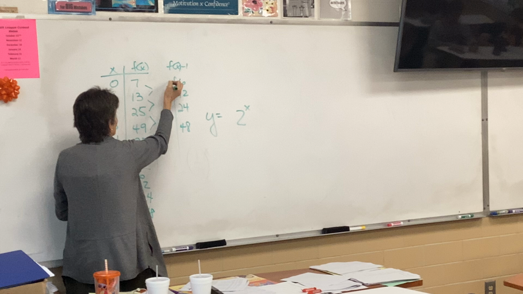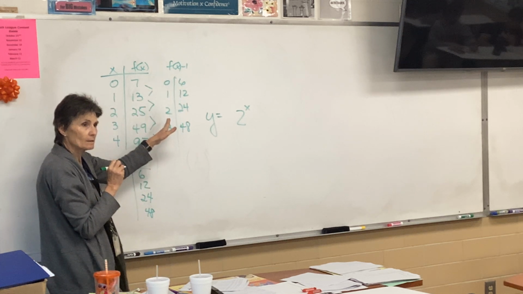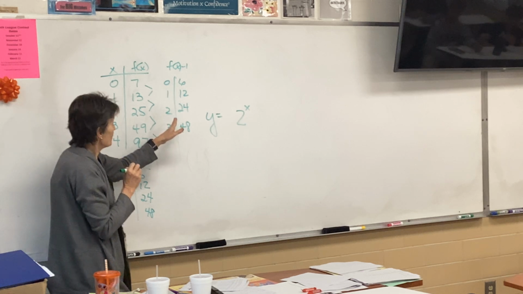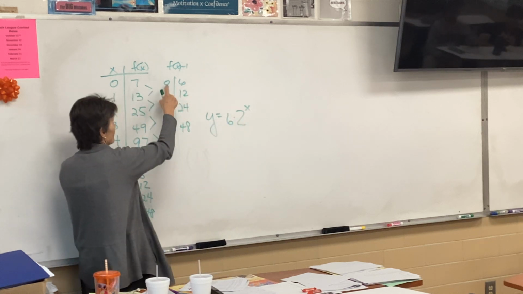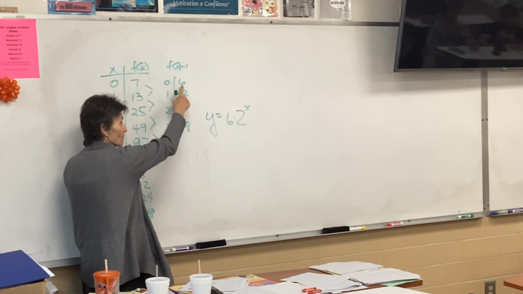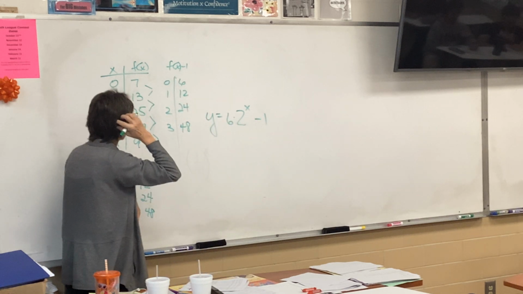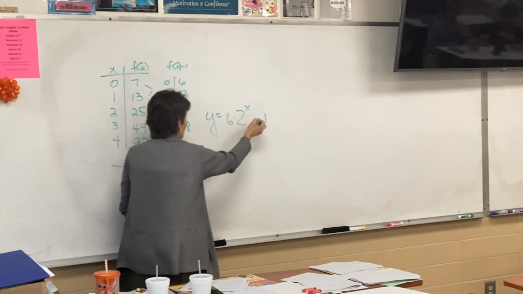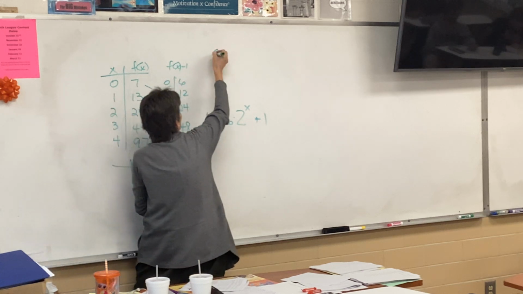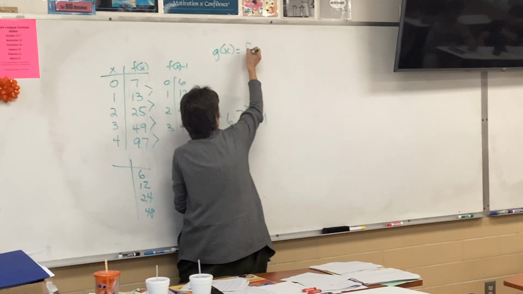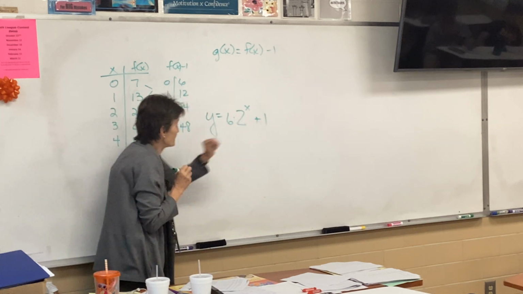Now, these are still the x values. Could we write an equation for this? I think so. That would be 2 to the x. The initial value is 6. If you put in a 0, you get 6. But we have to subtract 1. Actually, no, we have to add 1. Because we're writing a new function, and our new function is the original one minus 1. So we have to add 1 to get our new function.